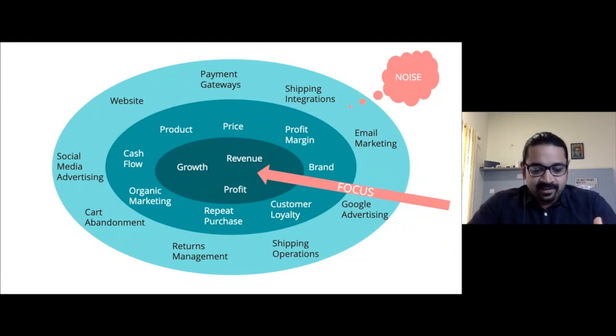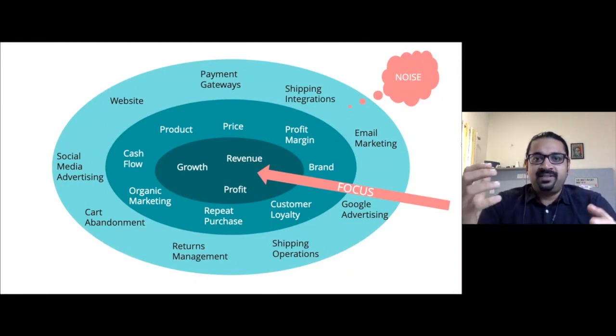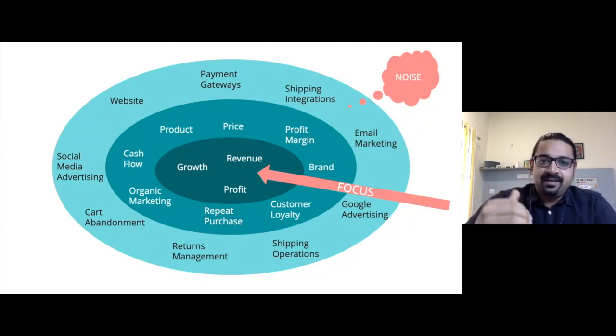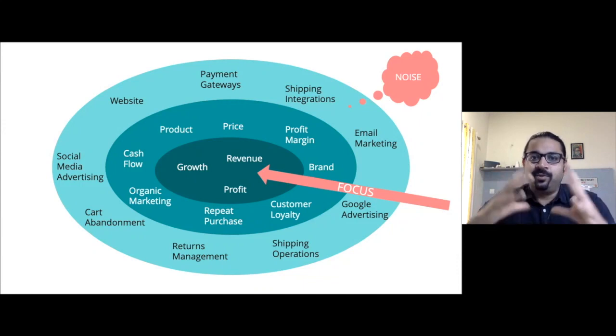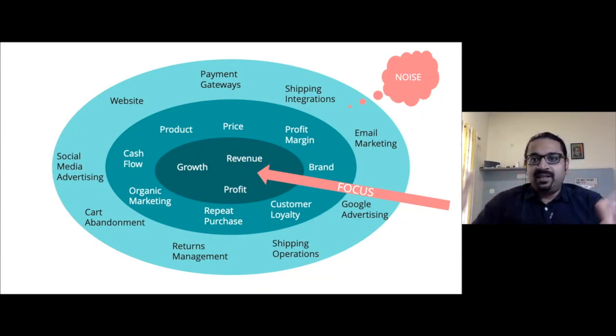A lot of e-commerce software, including us, and anybody who wants to sell you something, is talking about the noise on the outermost layers. We're talking about how to build a website, payment gateways, shipping integrations, and all these things, which, yes, definitely add to your revenue. But they have to be set up in a way where there's a direct link between doing something on the outermost layer and your inner circle growing bigger. So the focus is always on the innermost circle growing bigger and the outermost layer helping that circle grow bigger. We'll come back to this a little later.